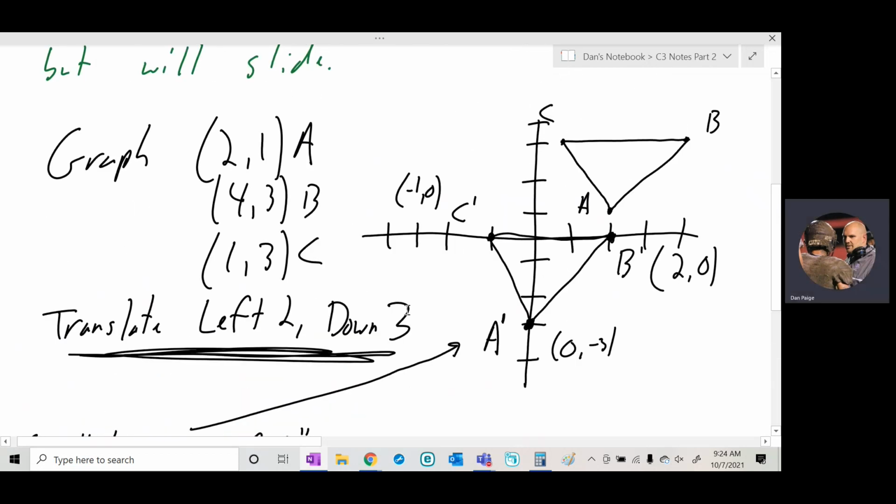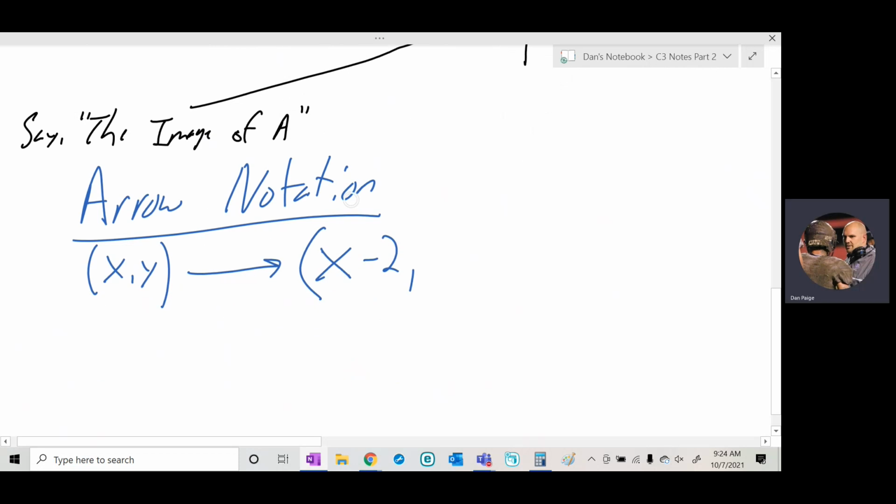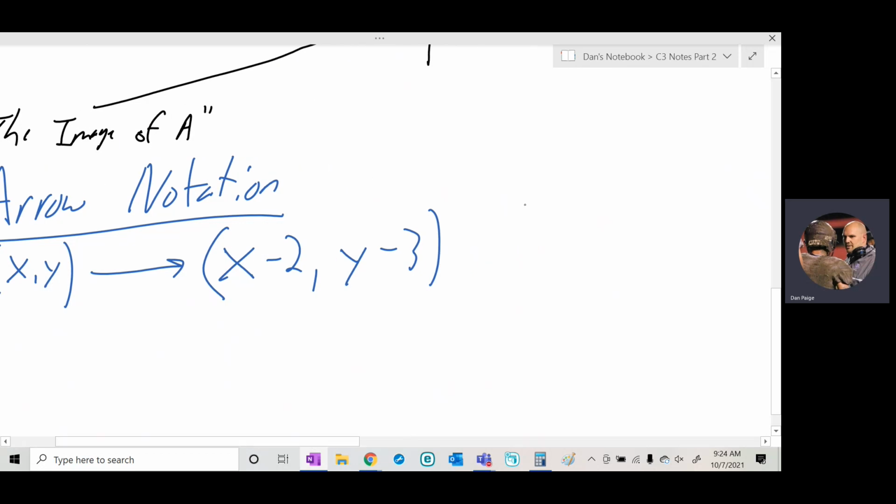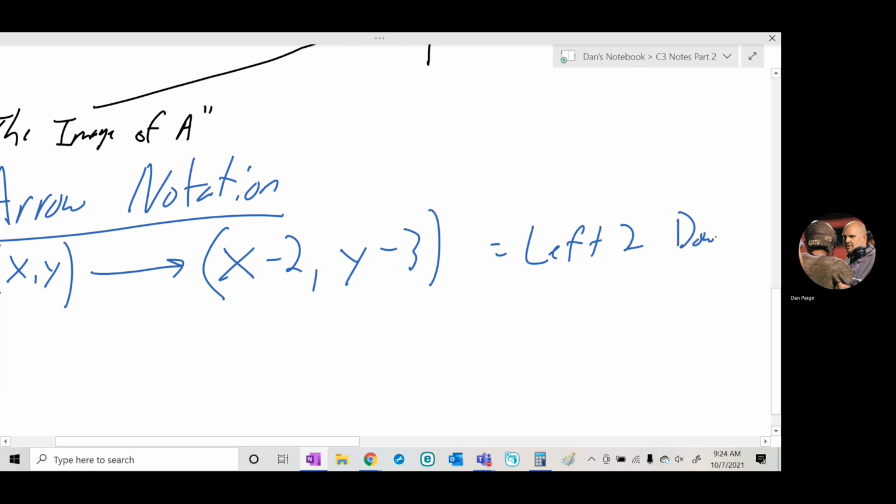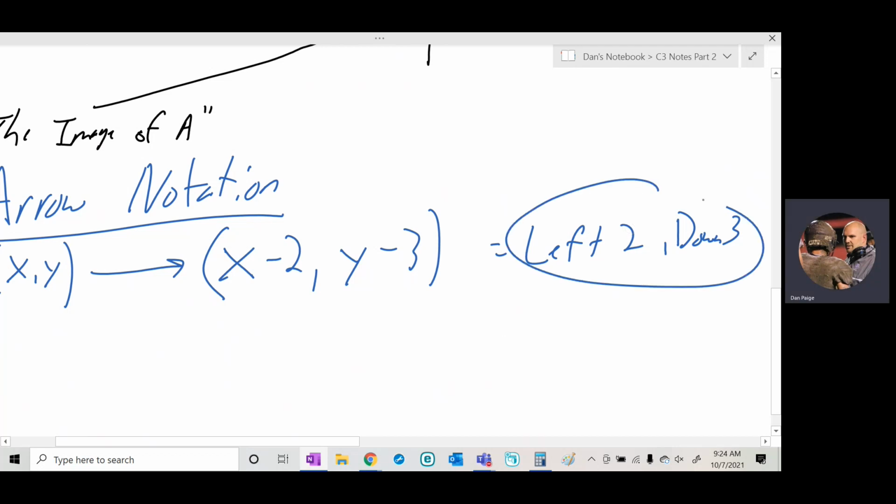Now, when we went down 3 for the y, we just subtracted 3. So this is arrow notation. The English of this is left 2, down 3. So this is English. This is arrow notation.